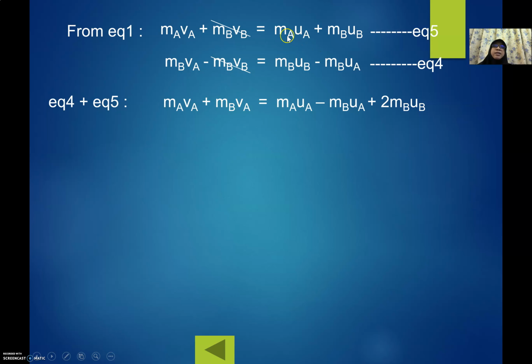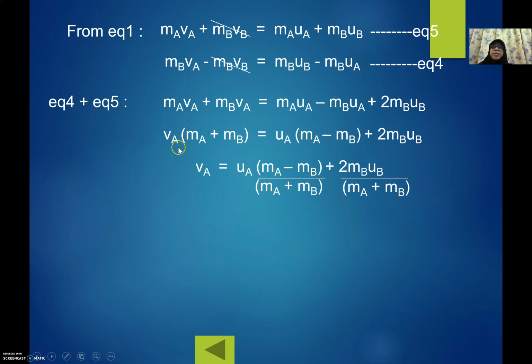Okay, on the right side, MAUA minus MBUA, and then MBUB. So there are 2 MBUB here from equation 5 and equation 4. So it becomes plus 2 MBUB. Okay, we simplify the expression now by factoring out VA. So bracket MA plus MB. On the right side, we factor out UA and the bracket becomes MA minus MB, and then plus 2 MBUB.